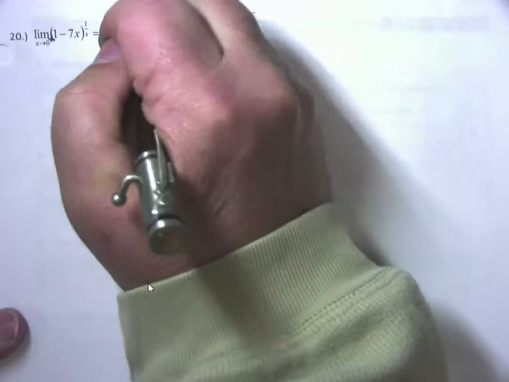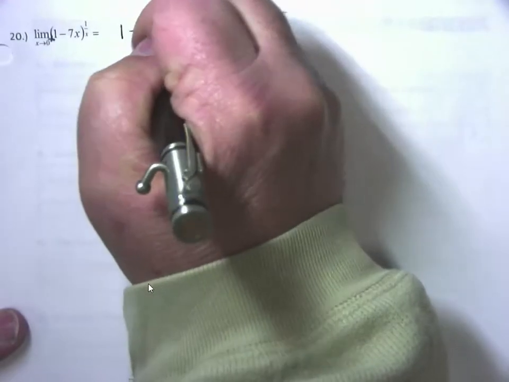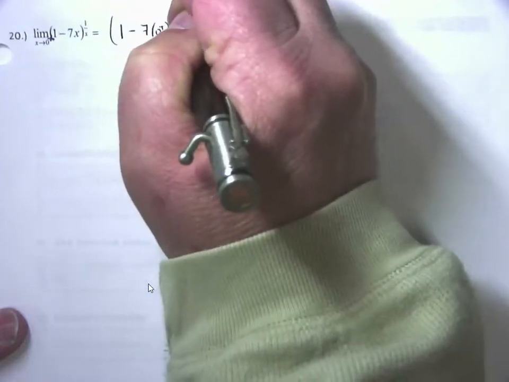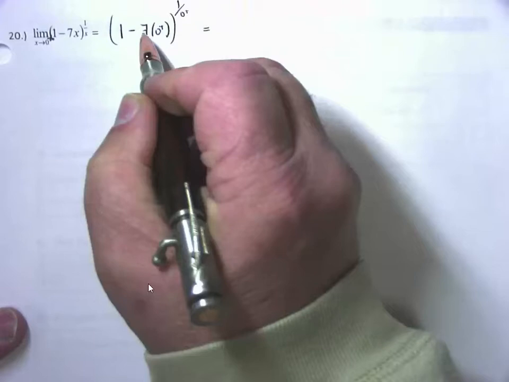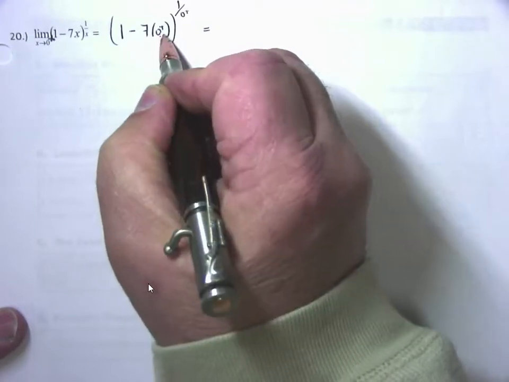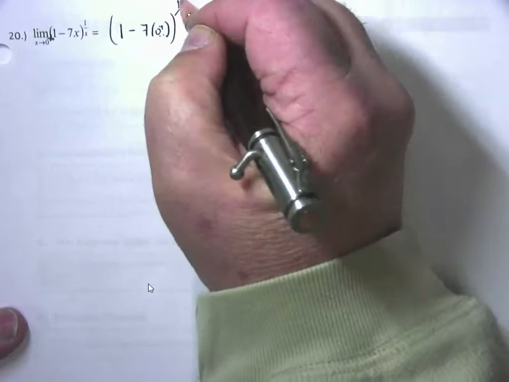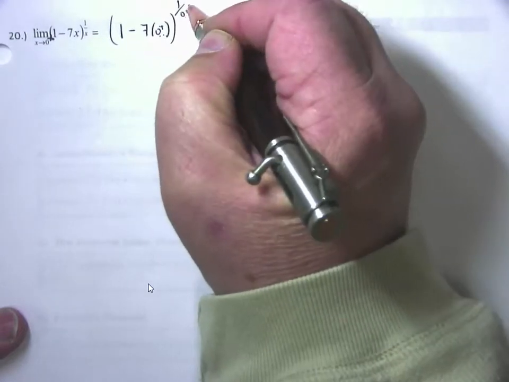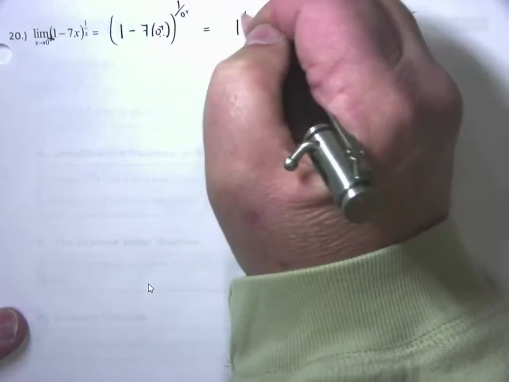I'm going to get 1 minus 7 times 0, officially on the plus side, raised to the 1 over 0 on the plus side. What's 7 times 0? 0. What's 1 minus 0? 1. But what is 1 over 0 on the plus side? It's one of our limit laws. What's 1 over 0 on the plus side? Positive infinity.